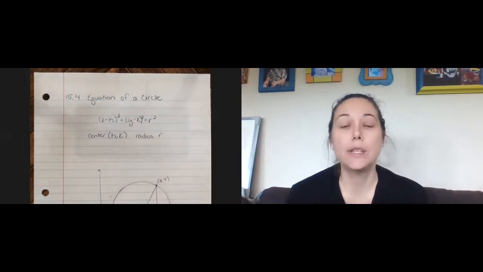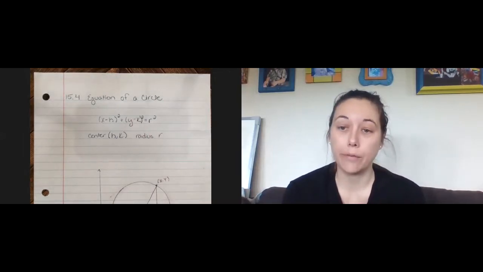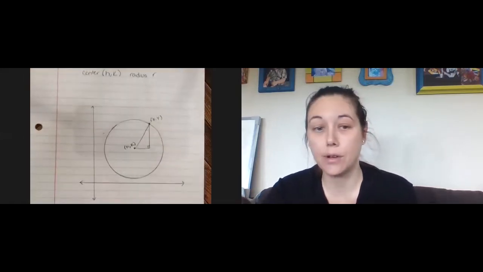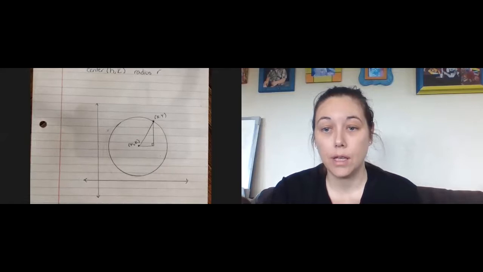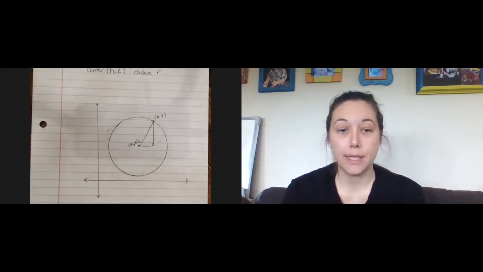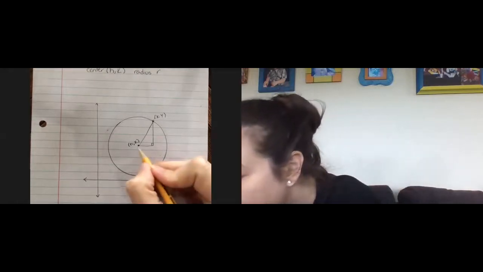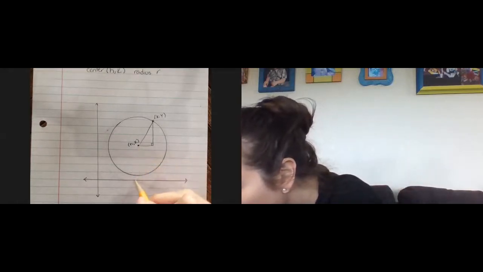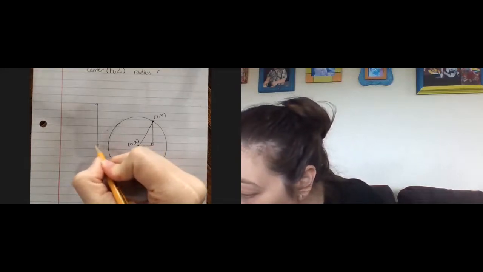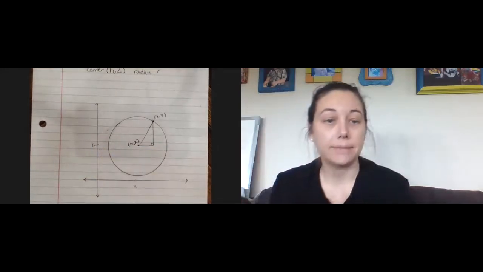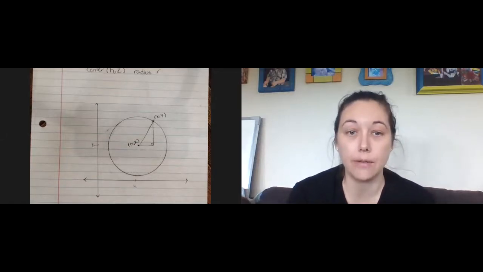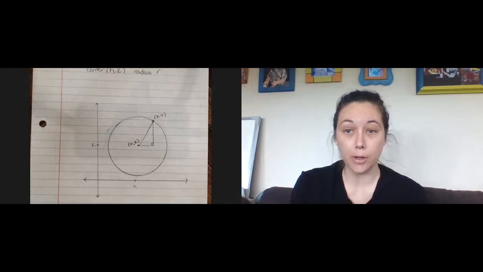So we actually derive the equation of a circle from the Pythagorean theorem. So we have a circle on our plane. The center of our circle is (h, k), right? So that means here is h and here is k, our x coordinate and our y coordinate for the center of our circle.